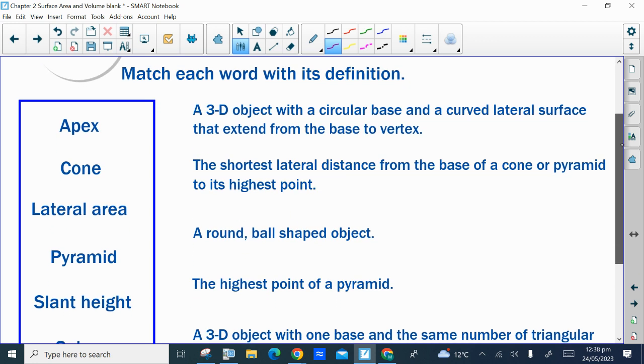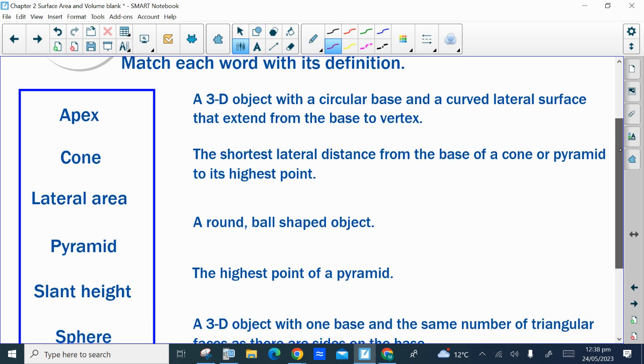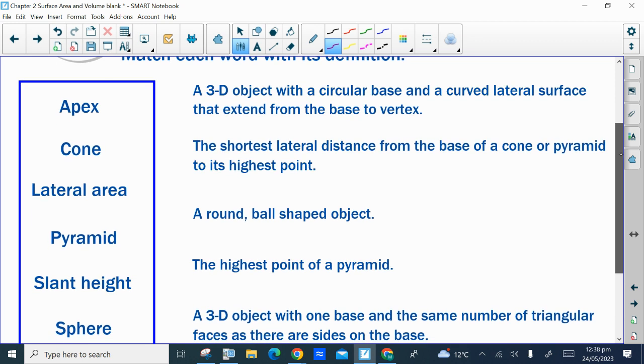So we've talked about some of these definitions already. It says match each word with its definition. The first definition is a 3D object with a circular base and a curved lateral surface that extends from the base to the vertex. This is what a cone is. It has a circular base and the curved lateral surface.